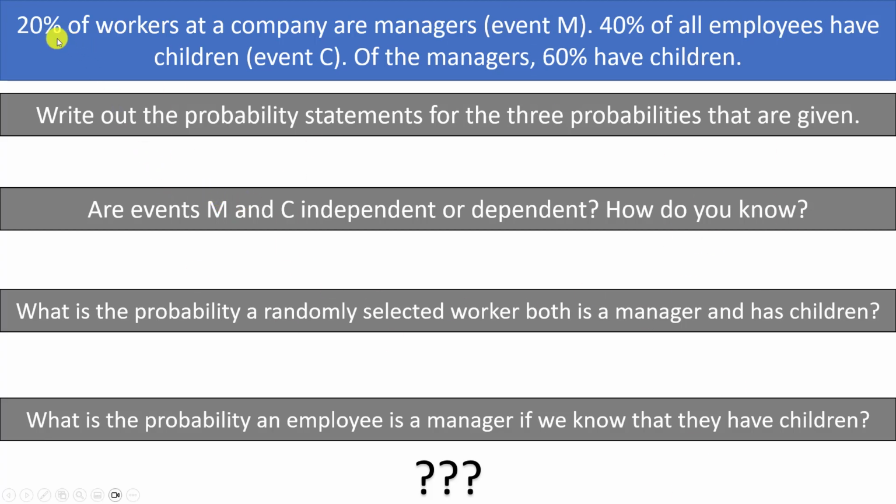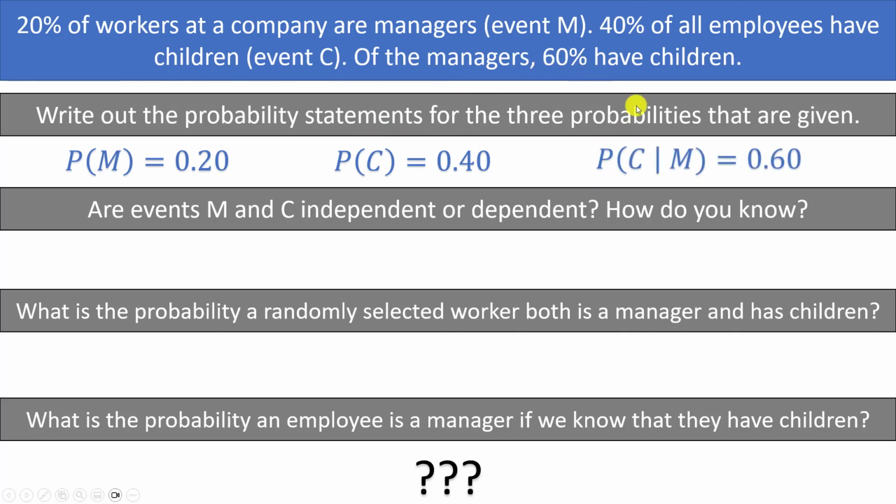The problem says that 20% of the workers at a company are managers, event M, 40% of all employees have children, event C, and of the managers, 60% have children. And the very first question says, write out the probability statements for the three probabilities that are given. So first they say 20% are managers, so that would be the probability of M. 40% have children, so that's the probability of C. And of the managers, 60% have children. So that's the probability that someone has children given they are a manager, which is 0.6.